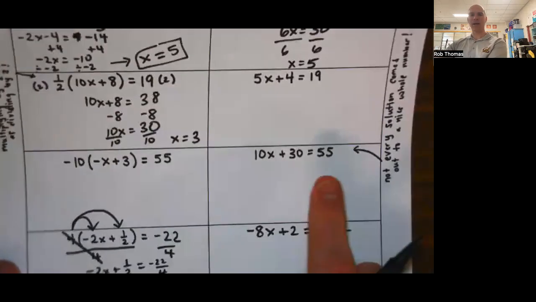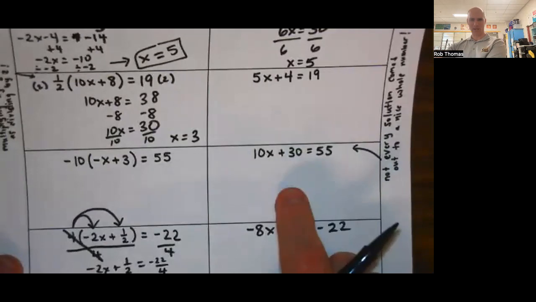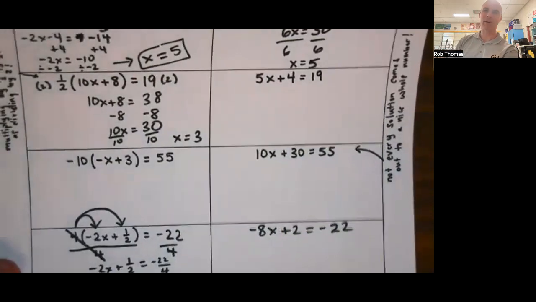Oh, and on this one, I don't remember what the answer is, but I tried to give you a hint that I don't think this one comes out to a nice whole number. It comes out to like, is it 2.5? Yeah, 2.5. You got 2.5 on that one. You got it right.